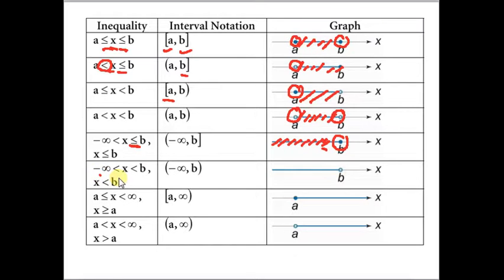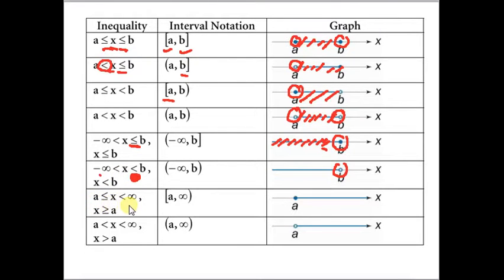Now coming to minus infinity less than x less than b. What is the difference between the previous one and this one? Here it will take all the values excluding b. In the previous case, it takes b. In this case, it can't take b because the equal to symbol is not there. So that is the reason we represent it with a light color bubble. So it will take all the values less than b.